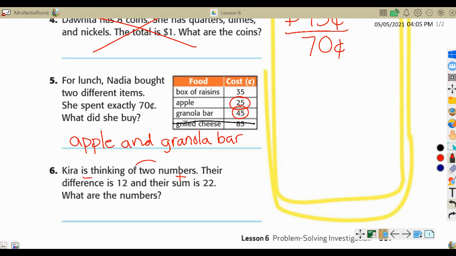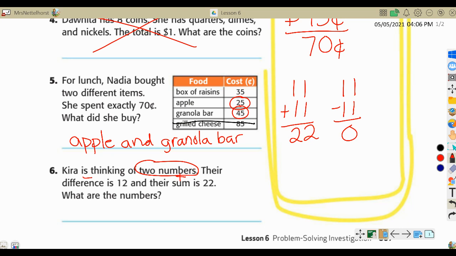So these 2 numbers, if we add them together, should equal 22. If we subtract them, should equal 12. So let's think of 2 numbers that equal 22. So I'm thinking 11 and 11. That's a good place to start because it's easy to add. Let's try 11 plus 11. So 1 plus 1 is 2, and 10 plus 10 is 20, so that's 22. Now let's subtract them. 11 minus 11 is equal to 0. Wah, wah, wah.